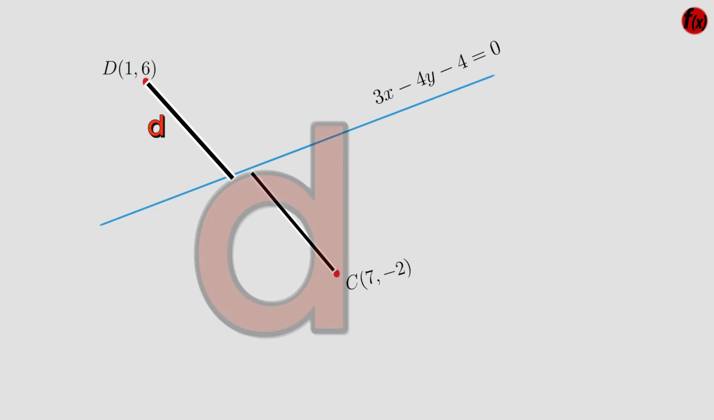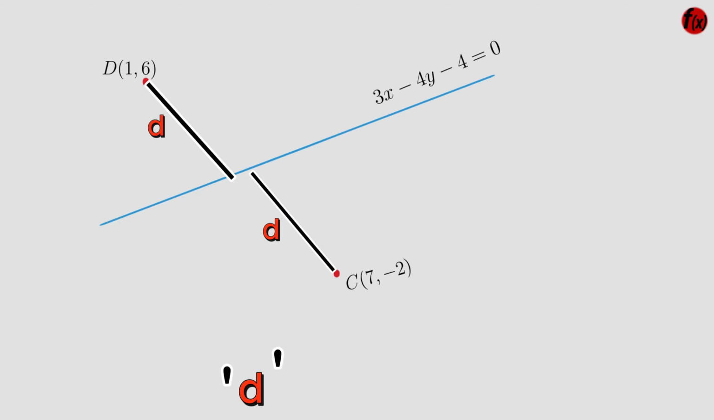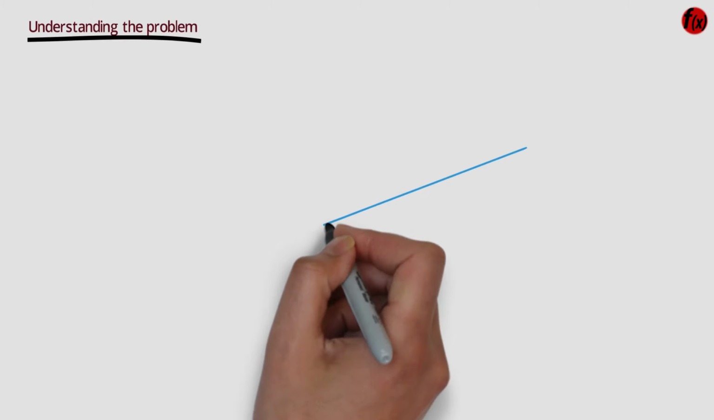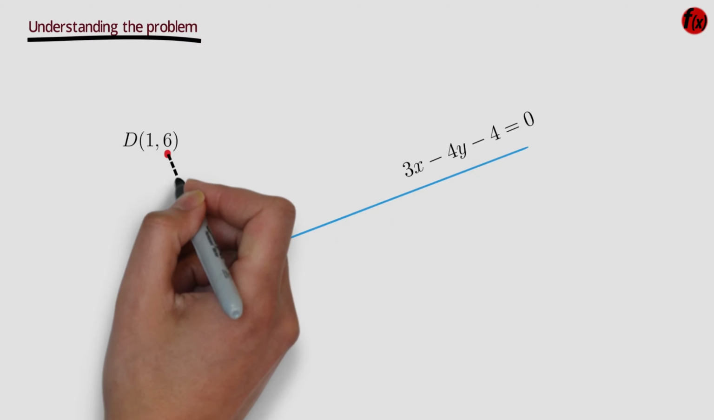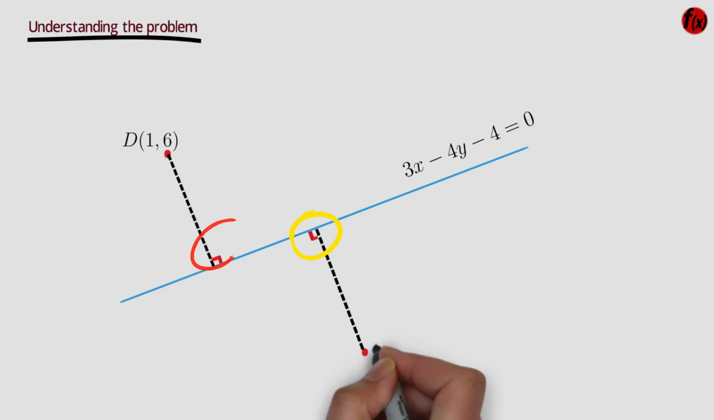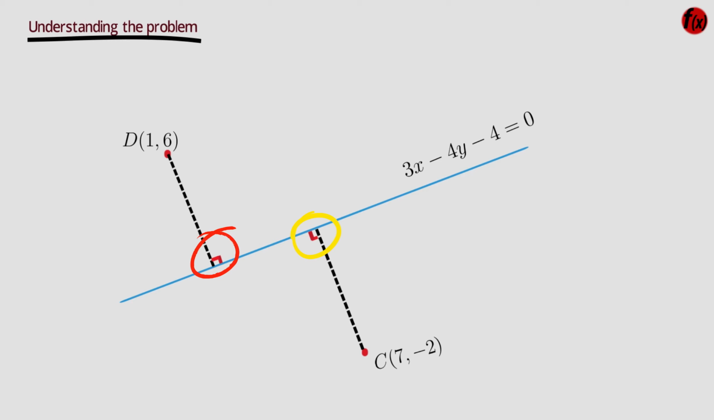Show that 2 points are equidistant from the line 3x minus 4y minus 4 is equal to 0. 2 points are equidistant from a line if they are located at the same perpendicular distance from that line. This means that if you draw perpendicular lines from each point to the given line, those perpendicular segments will be of equal length.